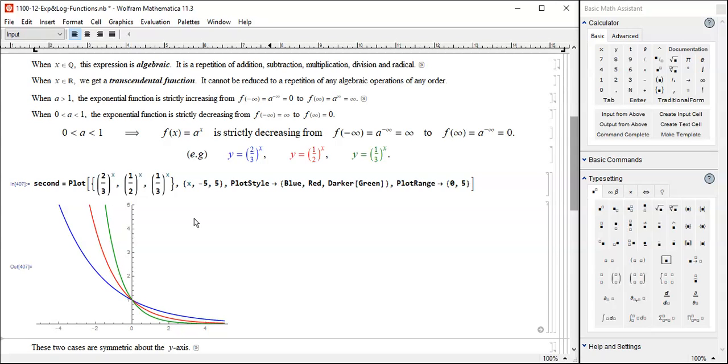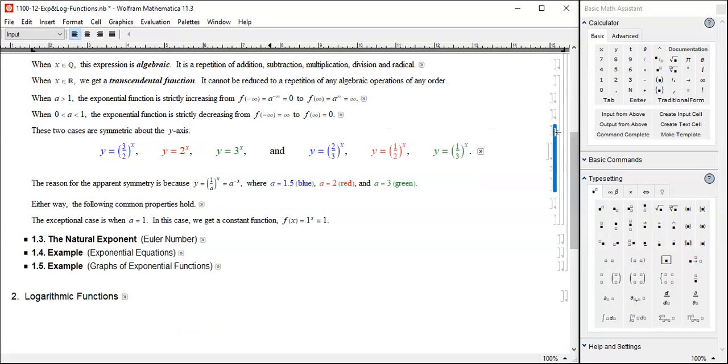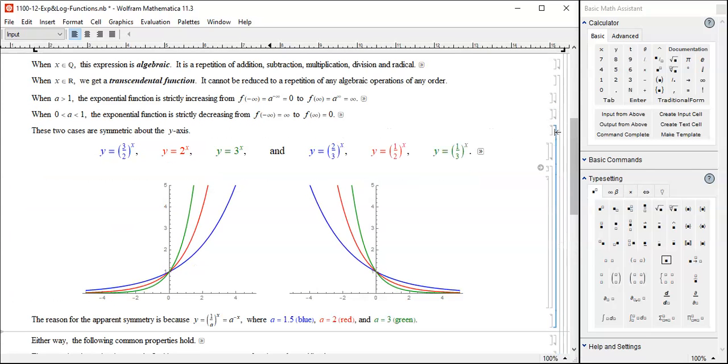So basically repeated multiplication of 1/3, which means repeated division by 3. So keep dividing by 3 versus keep dividing by 2, which is going down more quickly. And keep dividing by 1.5. You see, that's how things are related. Further relations between those two, and here we have those two graphs put together.